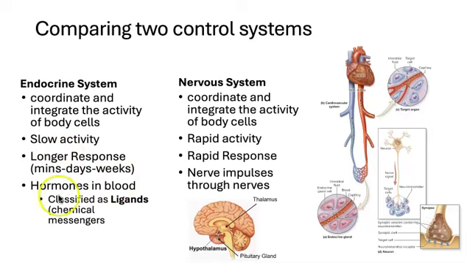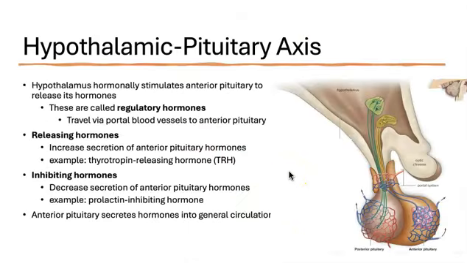And then we've talked about how hormones travel through the blood. We classify hormones as ligands, which are just chemical messengers, whereas we're going to utilize nerve impulses through nerves in our nervous system. Now let's talk about our hypothalamic pituitary axis. Essentially this is the communication that takes place between our hypothalamus and the pituitary gland.